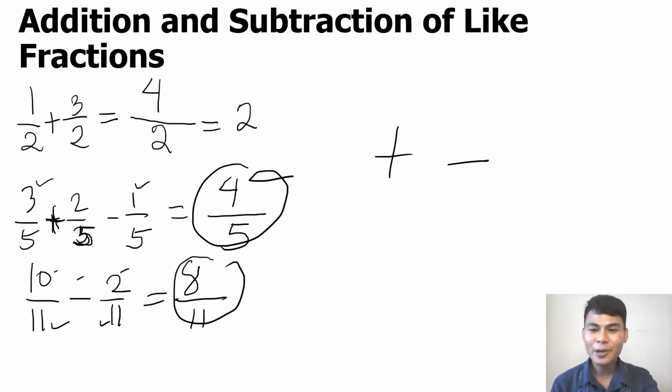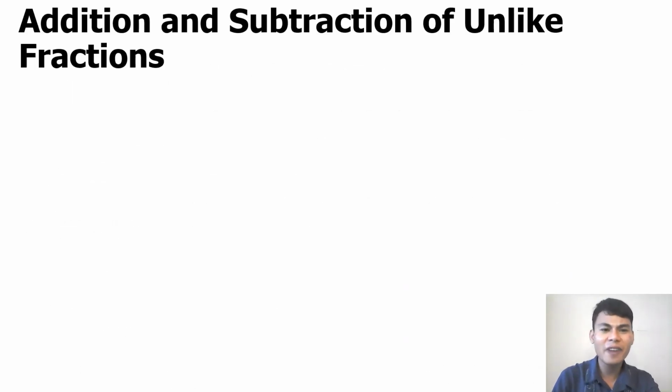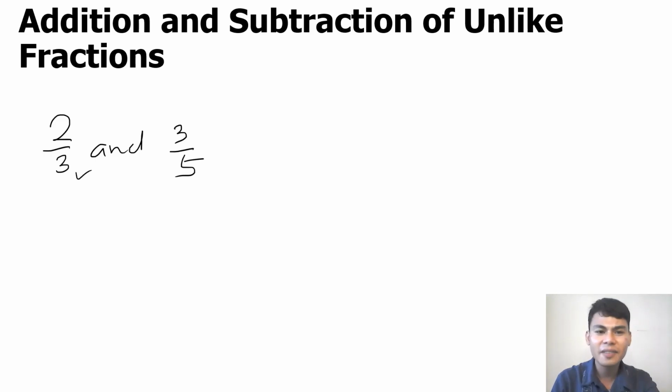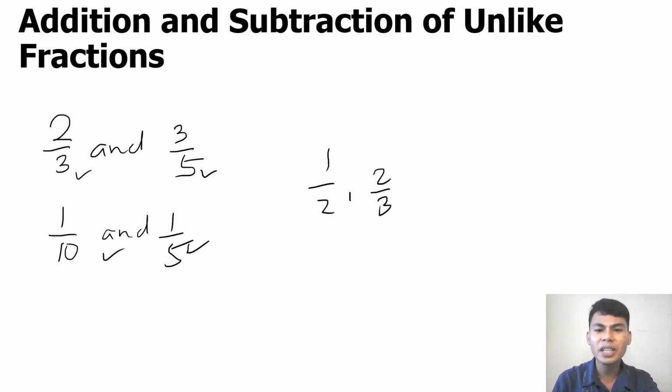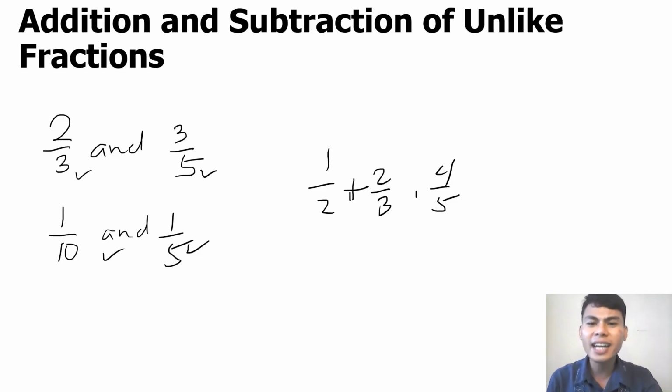Question. Your question would be, what if, sir, unlike fractions, di ba? What if unlike? So, give me unlike fractions like 2/3 and 3/5. Mga unlike sila, di ba? Different denominators. Ano pa? 1/10 and 1/5. Yes, mga unlike fractions. Ano pa? 1/2, 2/3, 4/5. Mga unlike fractions. Paano kung yan ang question, sir? Same lang ba ang concept? I-add lang lahat numerator tapos ano na denominator ang i-copy?